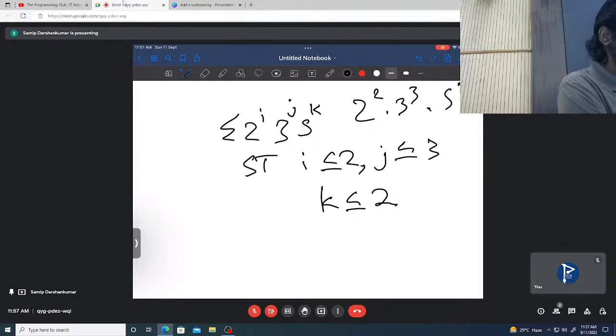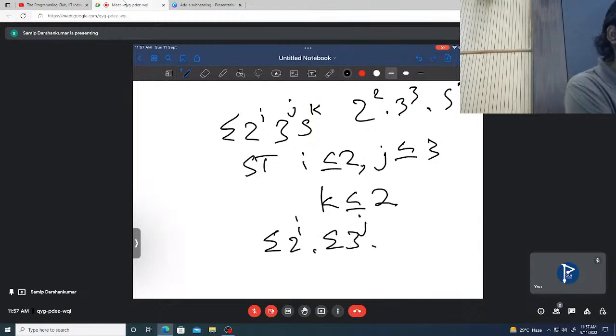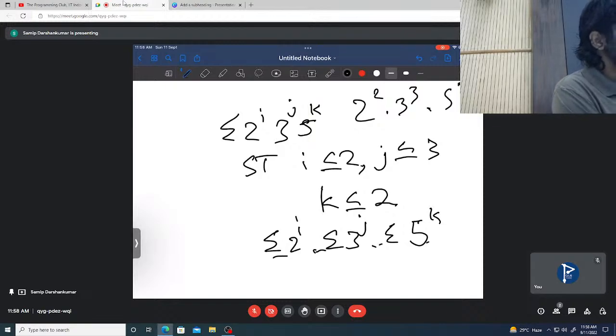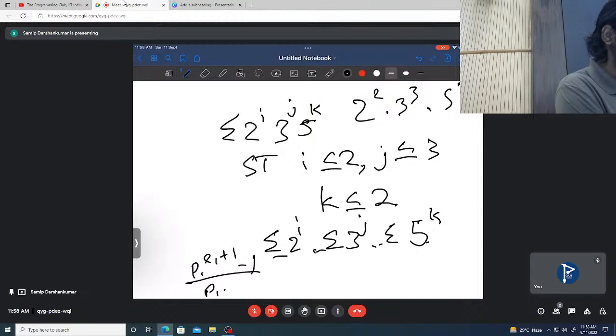So as i, j, k are independent, we can split the sigma. So that's sigma 2 power i into sigma 3 power j into sigma 5 power k. Right? These individually are GPs, and we can sum them, so we get the formula of P1 power E1 plus 1 minus 1 upon P1 minus 1, and the product of all these. Is that clear? Okay.